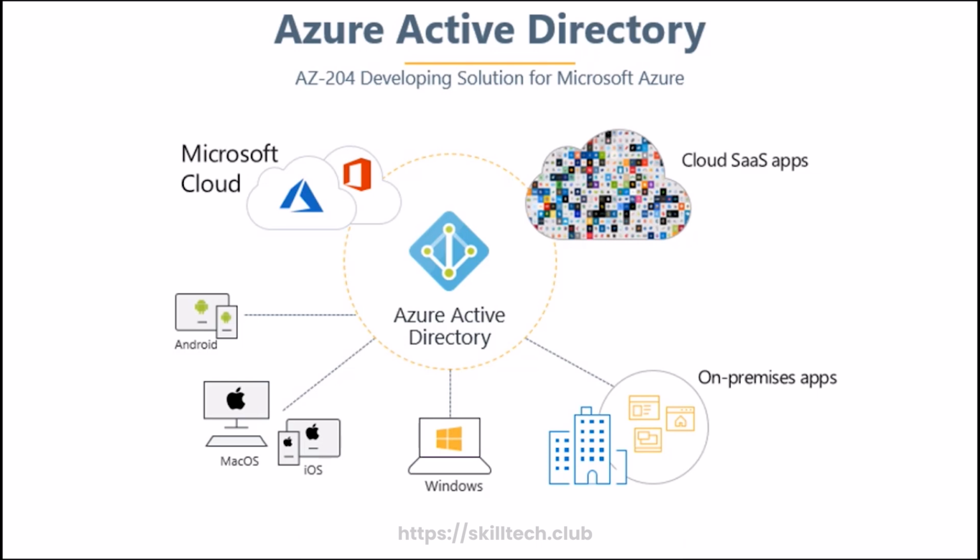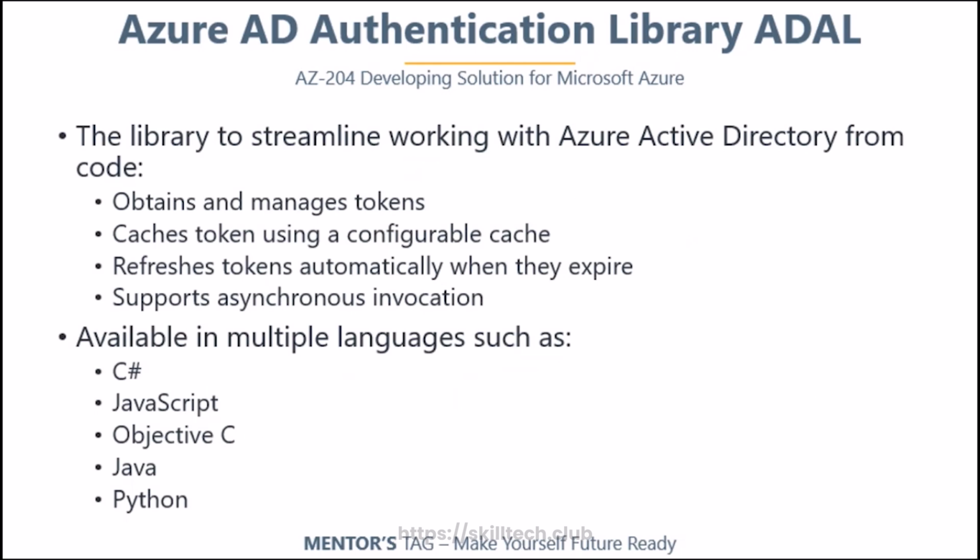Azure AD's geographically distributed architecture combines extensive monitoring, automated rerouting, failover, and recovery capabilities, which delivers company-wide availability and performance to customers. For clients that need to access protected resources, Azure AD provides the Active Directory Authentication Library.